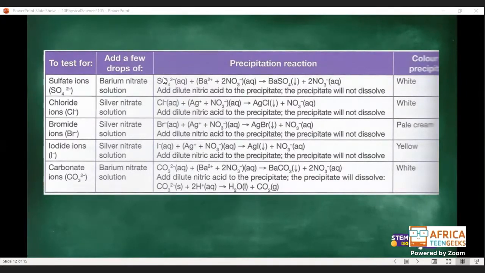So if I have a solution and I add barium nitrate and no precipitate forms, then I know that I'm most likely dealing with chloride, bromide, or iodide. So if I don't get a precipitate, then I add silver nitrate. If I add barium nitrate and I get a precipitate, but I add nitric acid and my precipitate dissolves, then I have a carbonate.